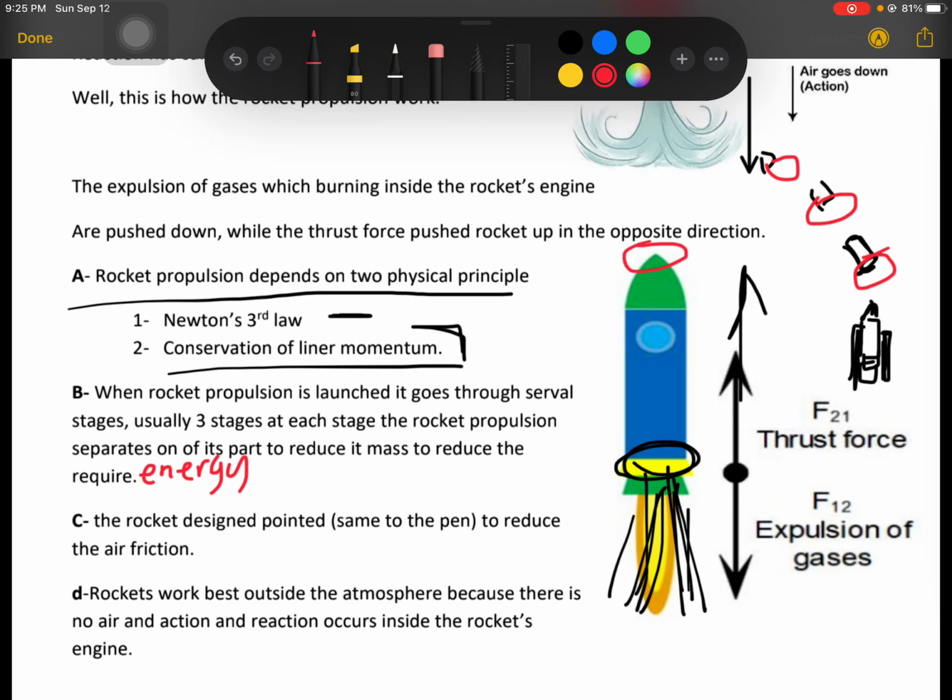And also, as you see, the rocket is designed pointed. Why? To reduce the friction between the rocket and the air. So a rocket also works best outside the atmosphere, or in space in general. Why? Because there is no air, so there is no air friction, and the action and reaction occur inside the rocket's engine.